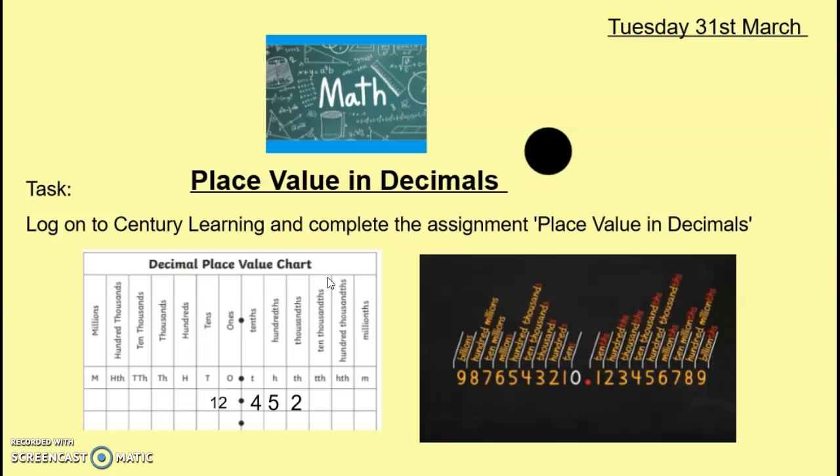Okay, we're going to watch a video today, and then your task is to log into your Century Learning account. Your username should be at the front of your home learning book, and complete the assignment, place value in decimals. Okay, the activity should take you about 40 minutes to 1 hour. Once you've spent that long on it and you're really secure with your learning, then you can log out and go on to Times Table Rockstars.